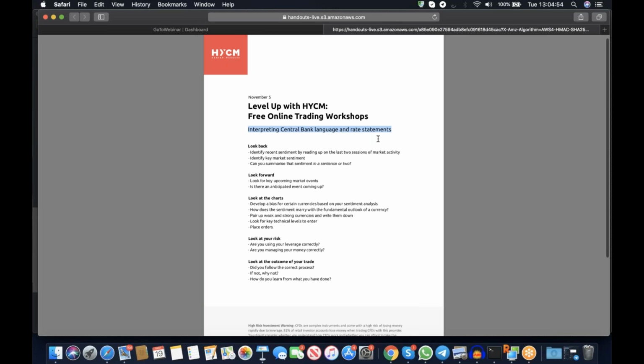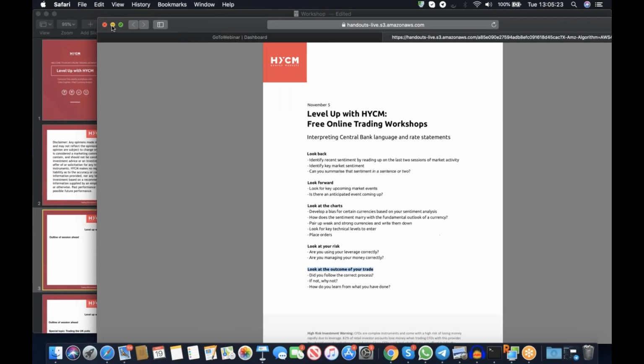Aside from that topic there, the rest of these headings we'll be looking back, looking forward, looking at the charts, looking at your risk, looking at the outcome of your trade. We'll be using this as the skeleton for our decision-making process, and it's a process which I use day to day now, due to just the repetition of this. This has become internalized in my trading decision making.